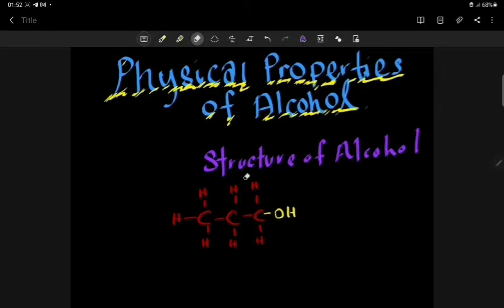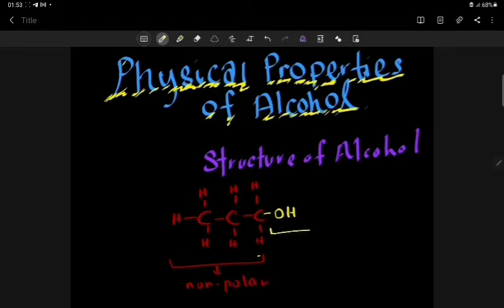Before we delve into the physical properties of alcohol, we must look first at the structure of alcohol. Let's recap the structure, because it is important for you to understand how the structure of alcohol will affect its physical properties. For example, I have here propanol. We have the hydrocarbon chain, meaning the carbon chain itself. This carbon chain is non-polar.